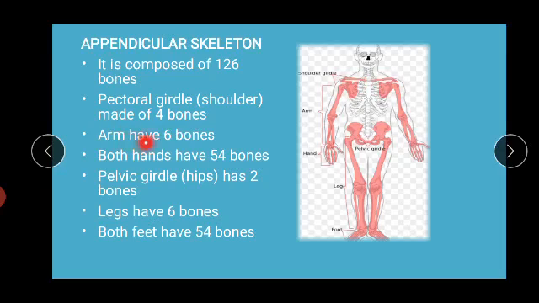And arms have 6 bones. Your right and left arm contain 6 bones. And both hands have 54 bones. Your right hand and your left hand collectively are composed of 54 bones.